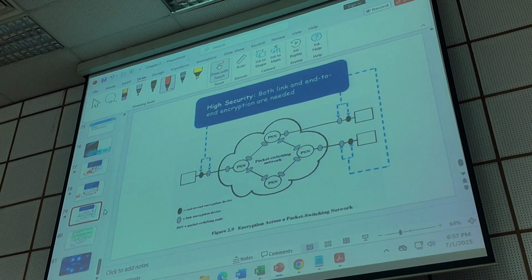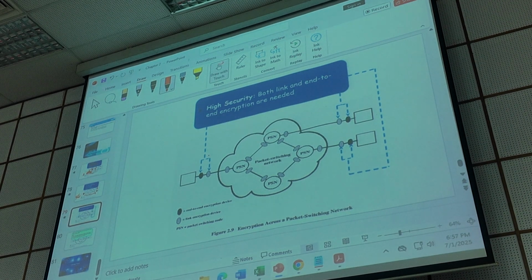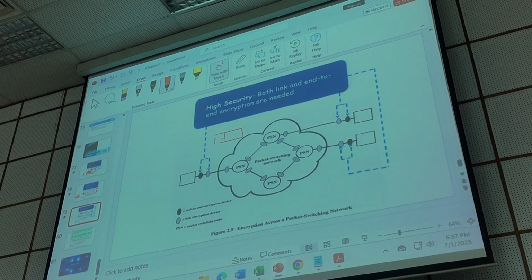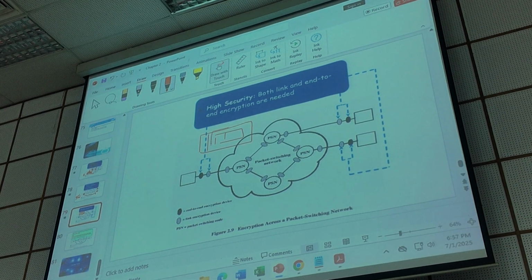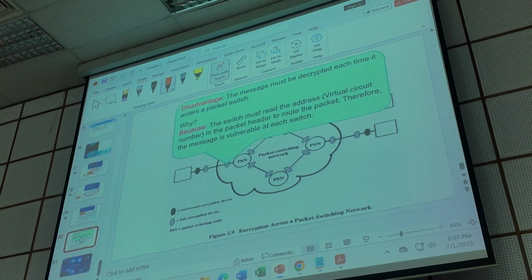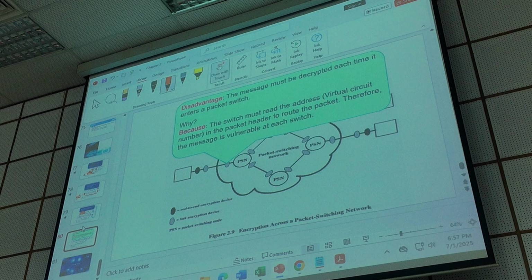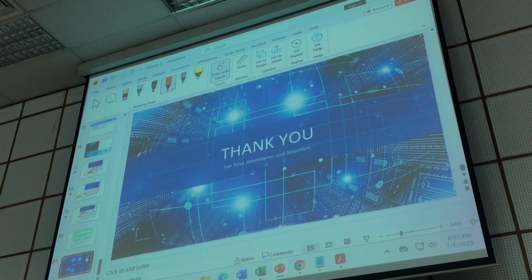So for high security, both link and end-to-end encryption are needed. You can combine both these techniques together. You encrypt the data and header, and the other one you just encrypt the data part. You encrypt two times. So the data is actually secure using both link and end-to-end encryption. So this is the disadvantage of the packet switching network: when it reaches all the switches, you need to decrypt it to reach the destination IP. Okay? So thank you.